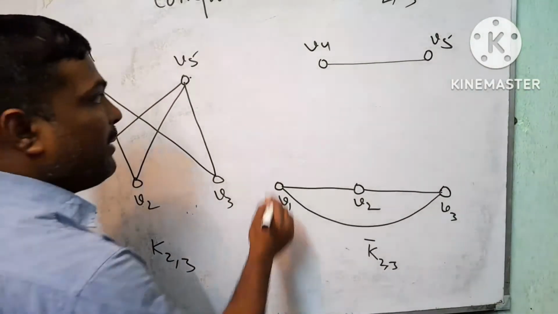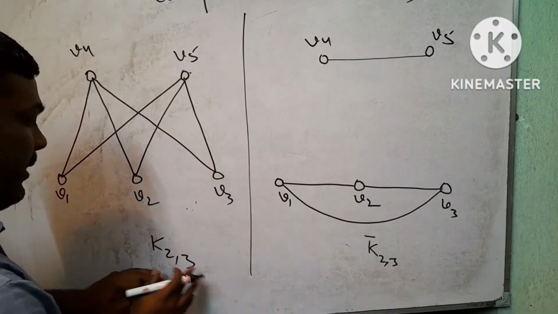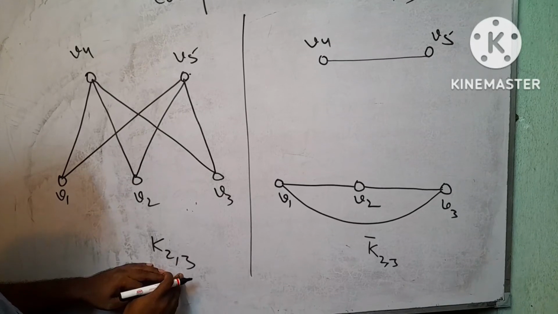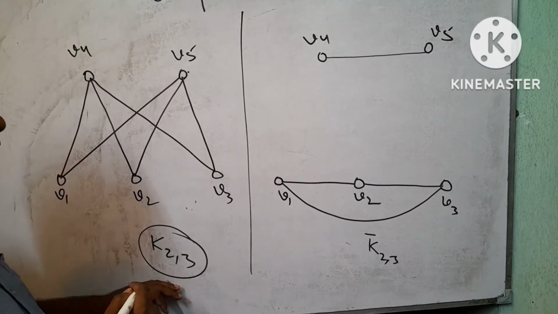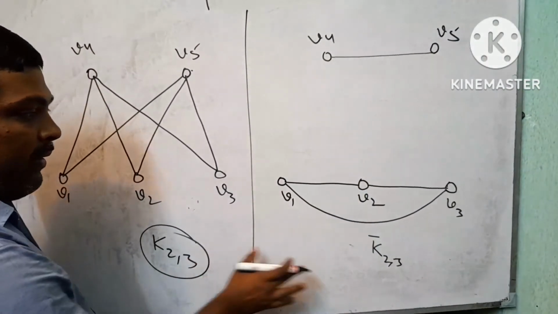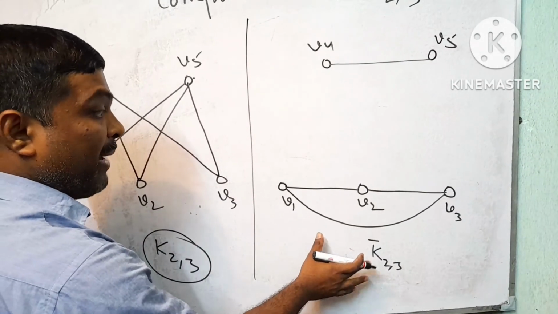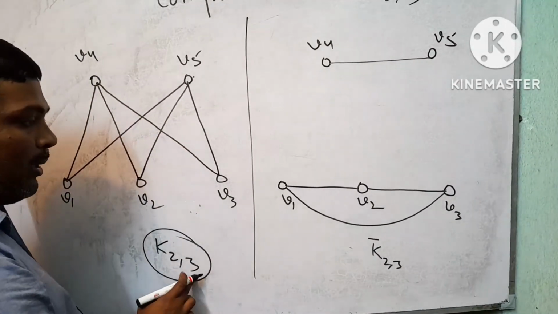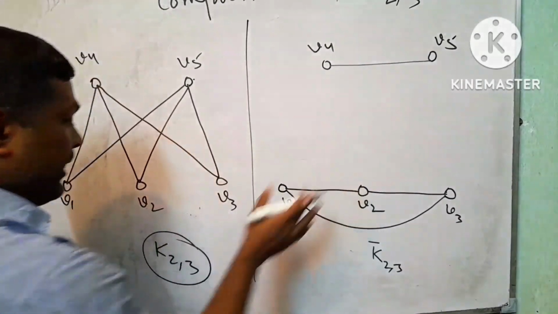So this is the complement graph, the complement of complete bipartite graph K2, 3. The complement is a disconnected graph. Not only that, it is not a bipartite graph. So the complement of K2, 3 is not a bipartite graph. It is an example of a disconnected graph.